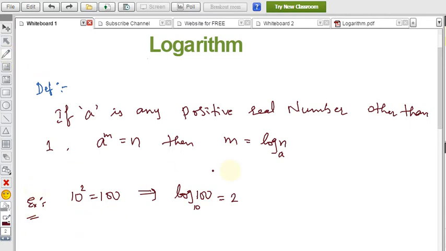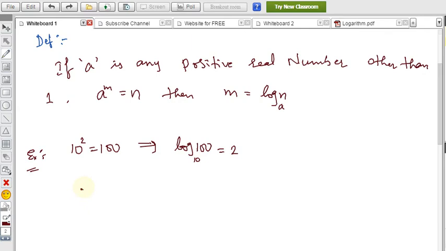You can take negatives too. For example, 2 to the power minus 3 is equal to 1 by 8, because 2 power minus 3 is 1 by 2 power plus 3, so 1 by 8. Then we can write log 1 by 8 to the base 2 is equal to minus 3. Logarithms are defined only for positive real numbers. That's the main important point.